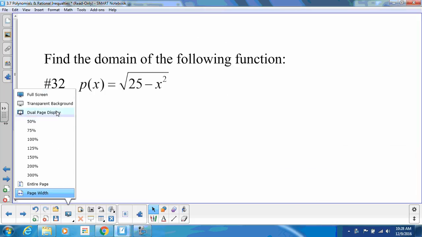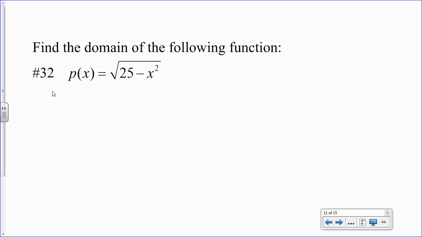Okay, we have a little bit to finish over 3.7. Let's get your notes out.